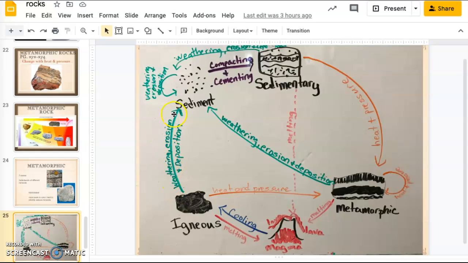We talked about weathering, erosion, and deposition, and compaction and cementation with our sedimentary rocks forming, and we talked about cooling for our igneous rock formation. So we have finished all the reading from the book. But before we're completely done, let's go back to metamorphic.